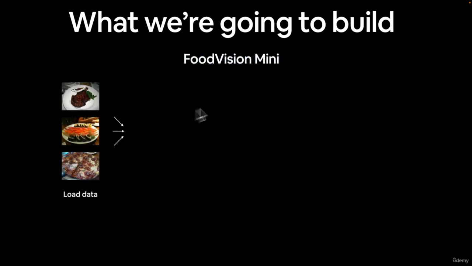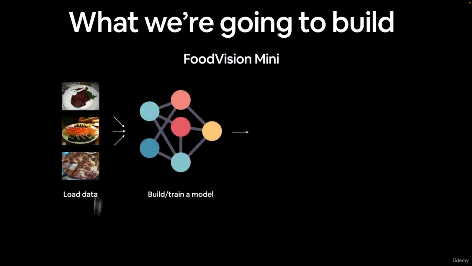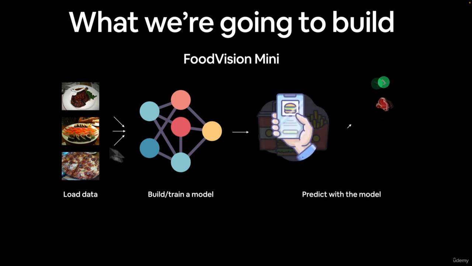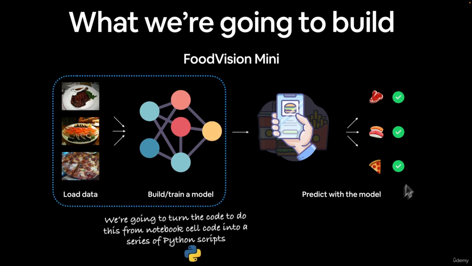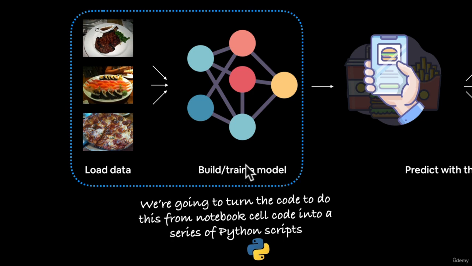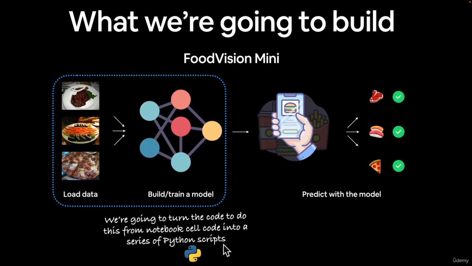Let's get a little bit more specific here. Food Vision Mini is what we built in the last section. We loaded in some data, or we wrote some PyTorch code to load in some data of steak, sushi, and pizza images. We built and trained a model to identify different foods. Then we made some predictions with the model, albeit they weren't as good as what this graphic is showing. It did get a fair few wrong, but that's okay. What we want to focus on in this section is turning all of the code here that we use to load our data, to build a model, to train a model, into a series of Python scripts.